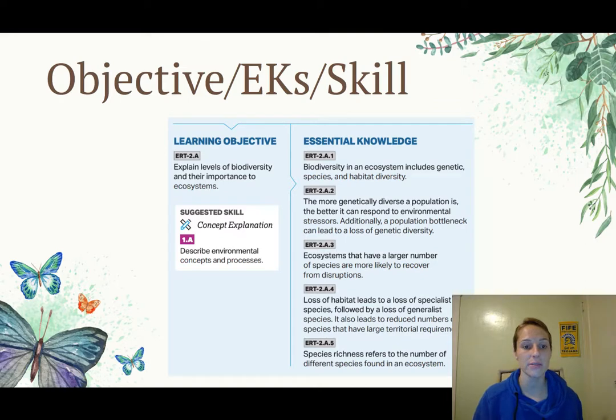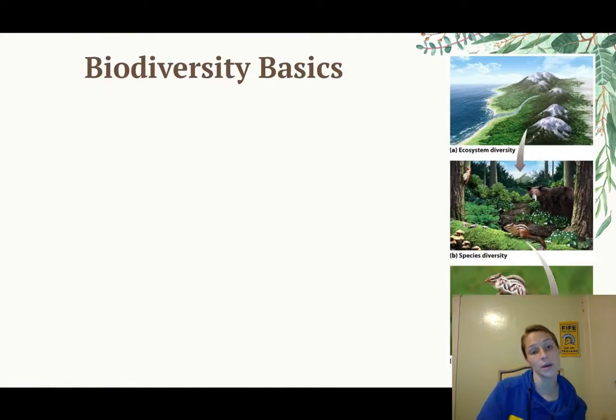And our learning objective for today is going to be explain the levels of biodiversity and their importance to ecosystems. The skill that you're going to have by the end of this is to be able to describe environmental concepts and processes. And throughout these notes, you're going to learn about biodiversity, the different types of biodiversity, populations, and how biodiversity is impacted by stressors and things like habitat loss or just different trends that we see when it comes to biodiversity in ecosystems.